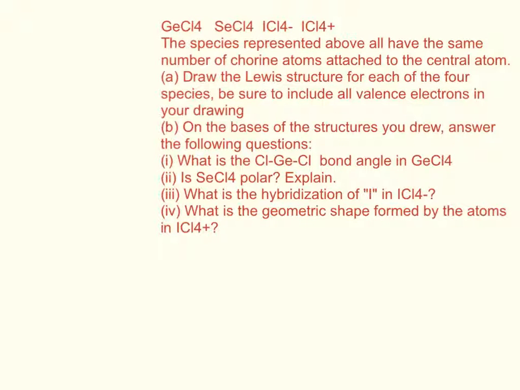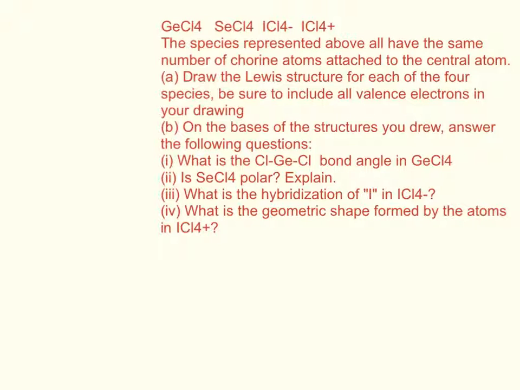So here's the first problem. You're given four species, GeCl4, SeCl4, ICl4 minus, and ICl4 plus. They all have the same number of chlorine atoms attached to the central atom. The only thing that differs is the central atom and whether or not they have a charge. So what I would like you to do is draw the Lewis structure for each of them. Make sure that you include all valence electrons in your drawing and any lone pairs.